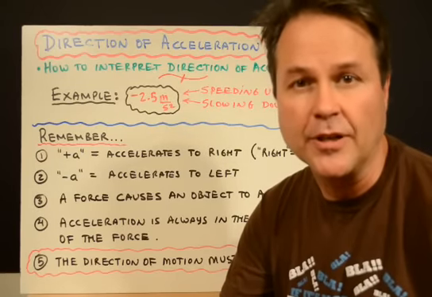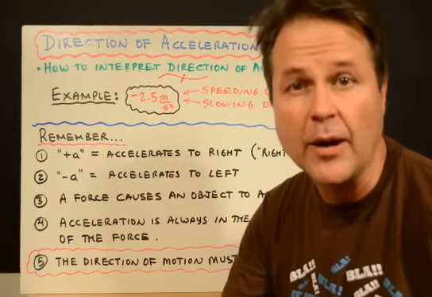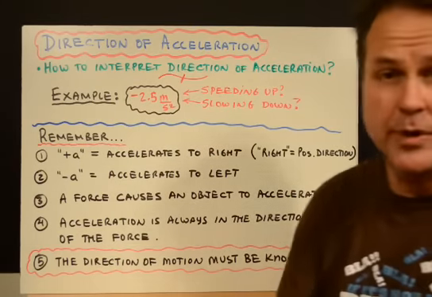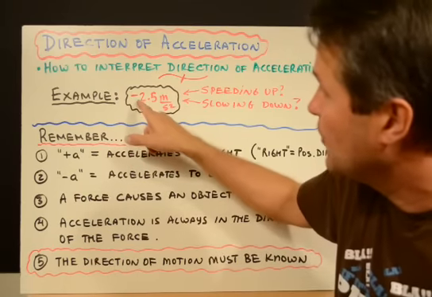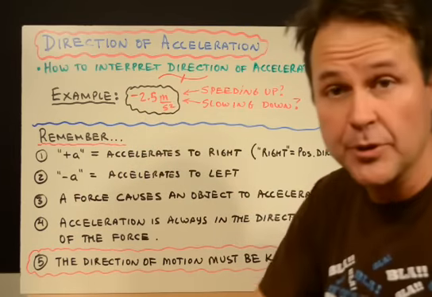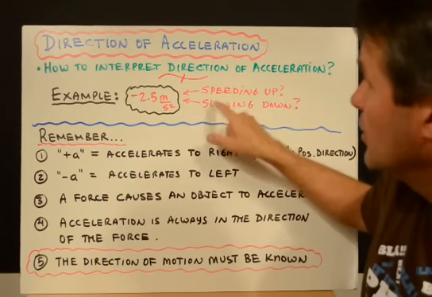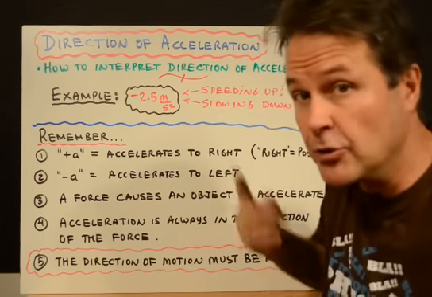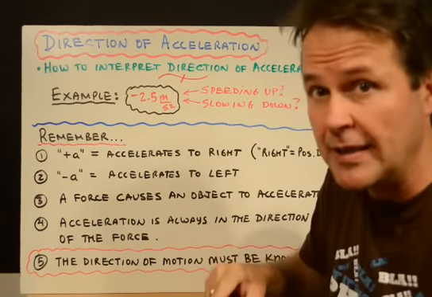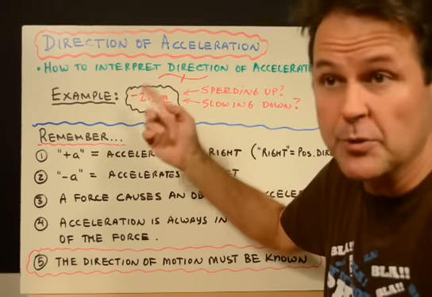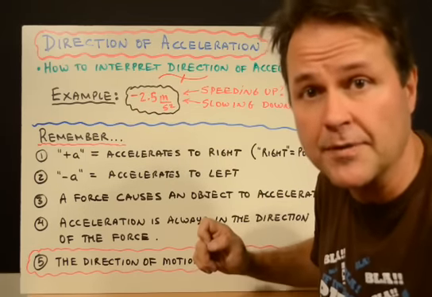Direction of acceleration. At the conclusion of this video, I want you to know how to interpret the direction of acceleration. Here's an example: negative 2.5 meters per second squared. What does that mean? Does it mean that it's speeding up, or is the object slowing down? It's doing one or the other, speeding up or slowing down. But how do I interpret that negative sign, or if it was positive, how do I interpret the positive sign?